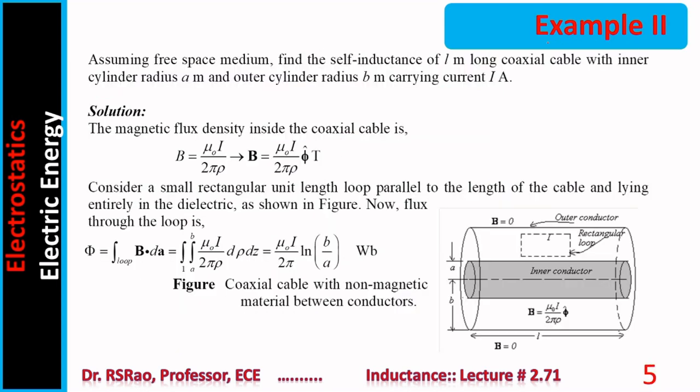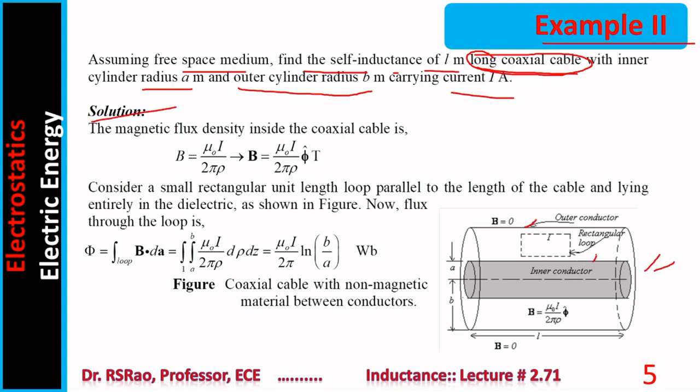We consider another problem, example 2. Assuming free space medium, find the self-inductance of an L meter long coaxial cable with inner cylinder radius a meter and outer cylinder radius b meter carrying current I amperes. So here a long coaxial cable is given and you are asked to find out its self-inductance.